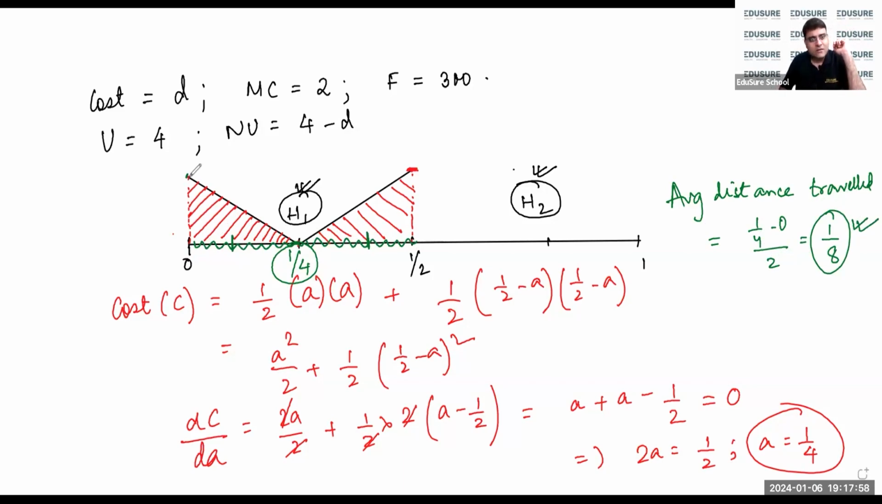Height of the triangle, the person located at 0 will have to travel A. The person located at half will have to travel the distance half minus A in order to reach. So this is nothing but the cost of traveling for the person located at half. That's half minus A. And the distance is half minus A again. So I got the midpoint, that is 1 by 4. Similarly, here it will be 3 by 4. Average distance traveled by an individual is 1 by 8.